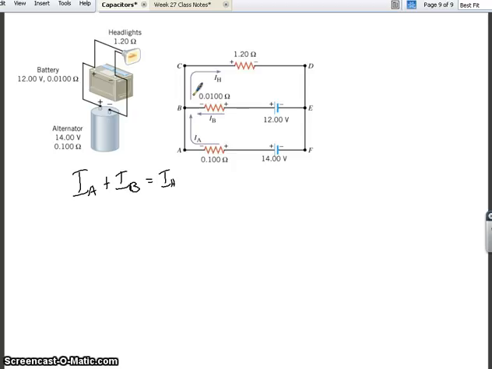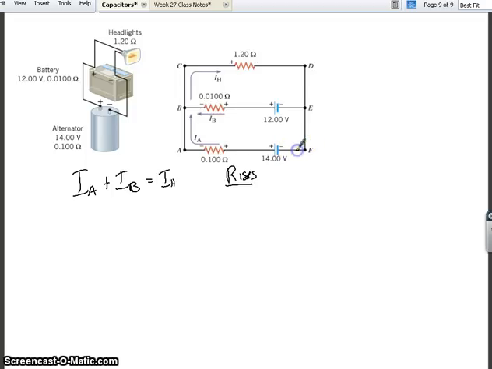Now let's do the loop rules. Let's look at this first loop, B, E, F, A. Potential drops equal the potential rises. I'll start right here. Rises. And I just want to point out, this is a pretty complicated problem, so if you can do this one, then you can probably do all of them.